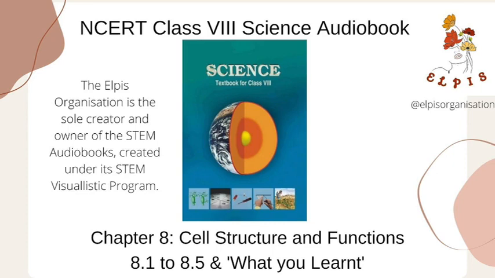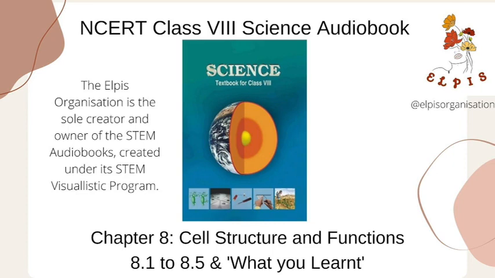Cells may be compared to bricks. Bricks are assembled to make a building. Similarly, cells are assembled to make the body of every organism. Topic 8.1: Discovery of the Cell.